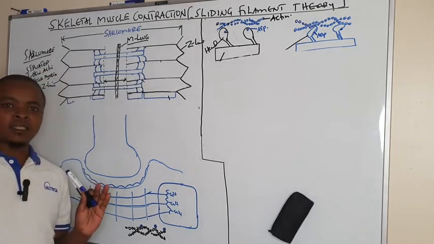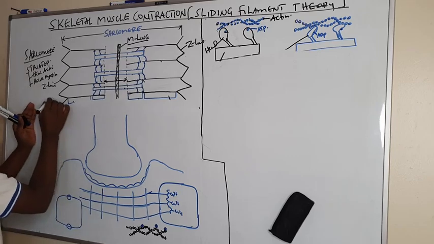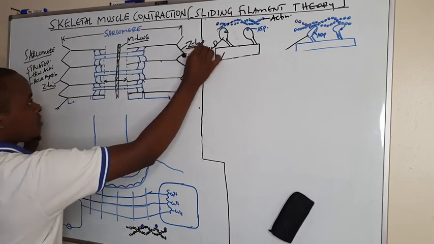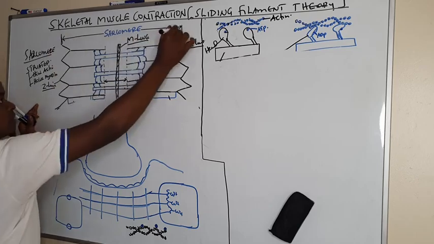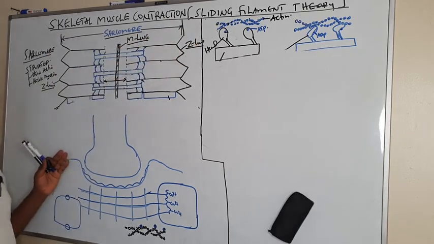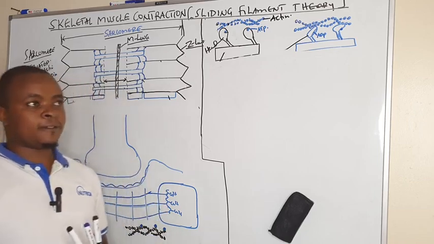And by definition, what is a sarcomere? The sarcomere is the length. If this is the Z line or the Z disc, and this is the Z disc or the Z line, the distance between two Z lines is what we refer to as the sarcomere. So the sarcomere is the distance between two Z lines.